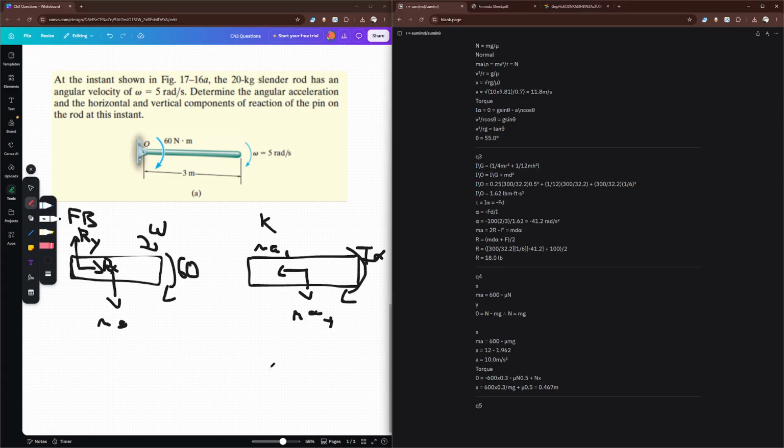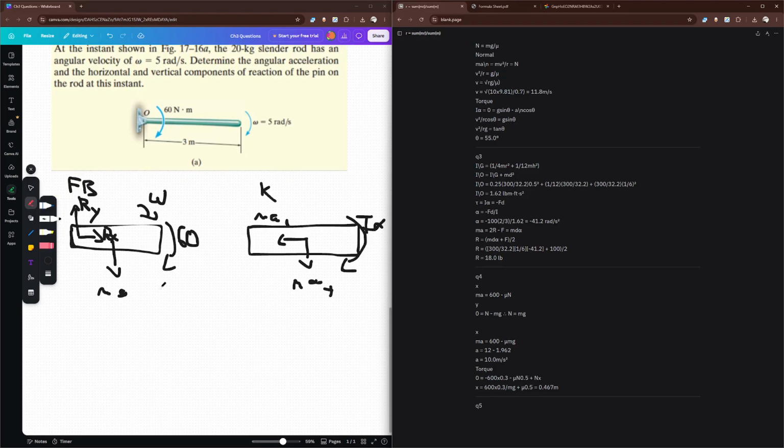You should know about pins from statics and what the reaction forces for pins are, right? They stop movement in the X and Y. And then if you have a wall, it stops moments. Never mind, you don't need to know that. That's from statics. You should know that from statics.